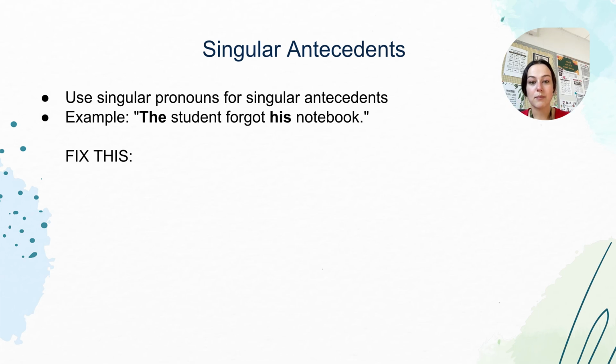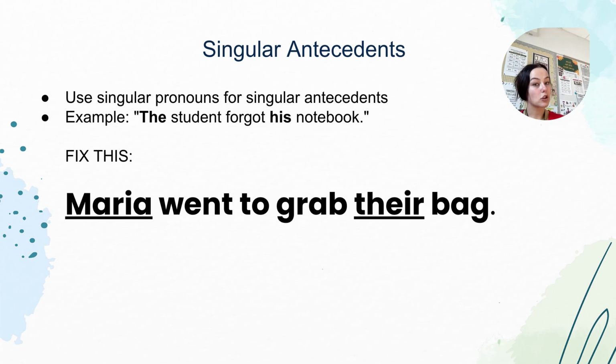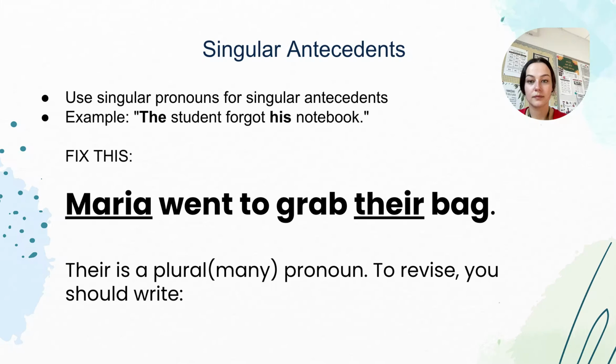Now that you have this example, I want you to do this on your own and try and correct this, okay? So we have the singular antecedent, meaning the singular noun, Maria. All right, Maria went to grab their bag. Maria in this context, right, is a feminine name, and I'm going to go ahead and tell you guys that this is a feminine antecedent, okay? And it's singular. So what pronoun can we put here?